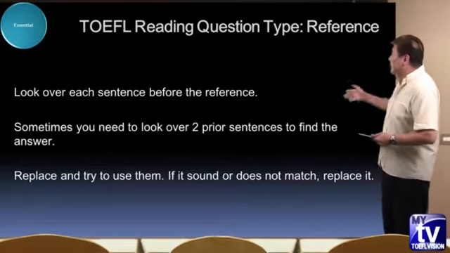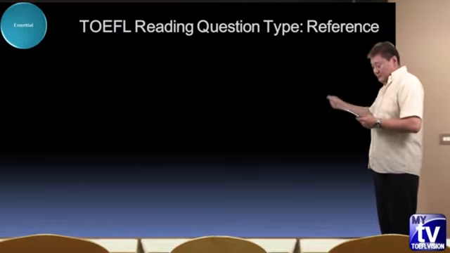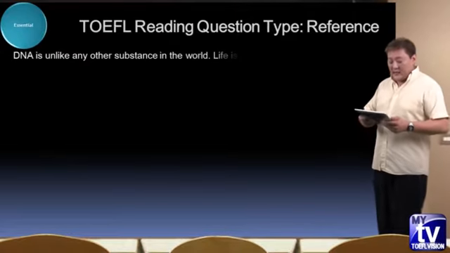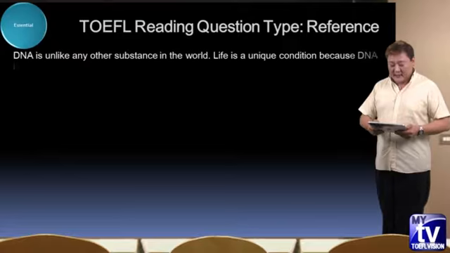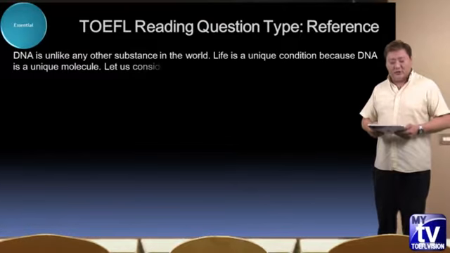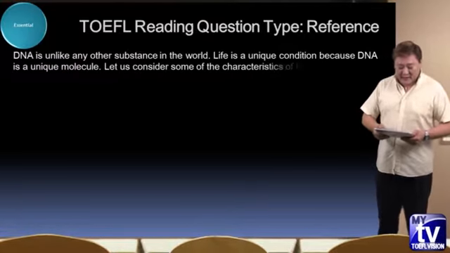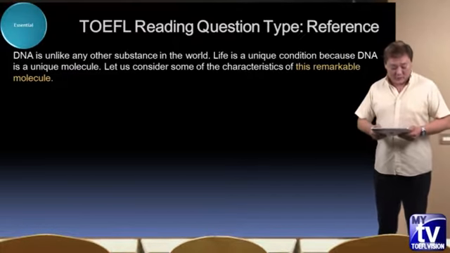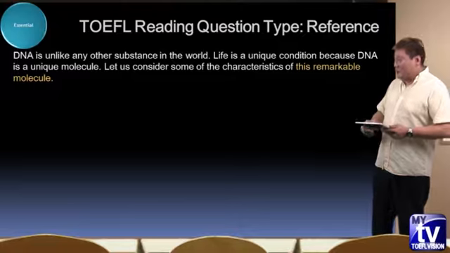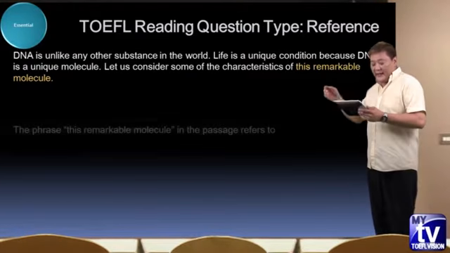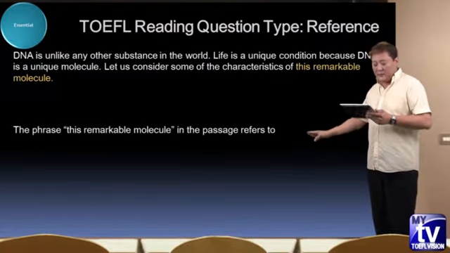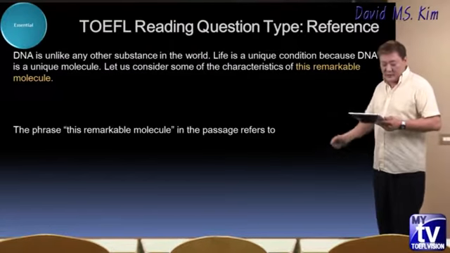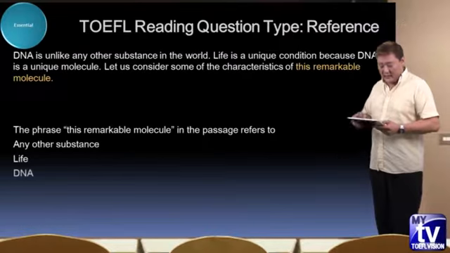Let's take a look at one of the reference questions. Here we go. Ready? DNA is unlike any substance in the world. Life is a unique condition because DNA is a unique molecule. Let us consider some of the characteristics of this remarkable molecule. Now, the question looks something like this. The phrase this remarkable molecule in the passage refers to, and there are 3 choices: any other substance, life, or DNA.